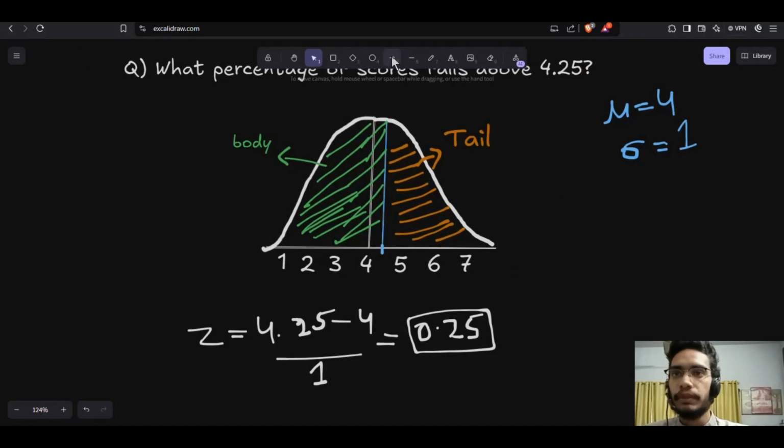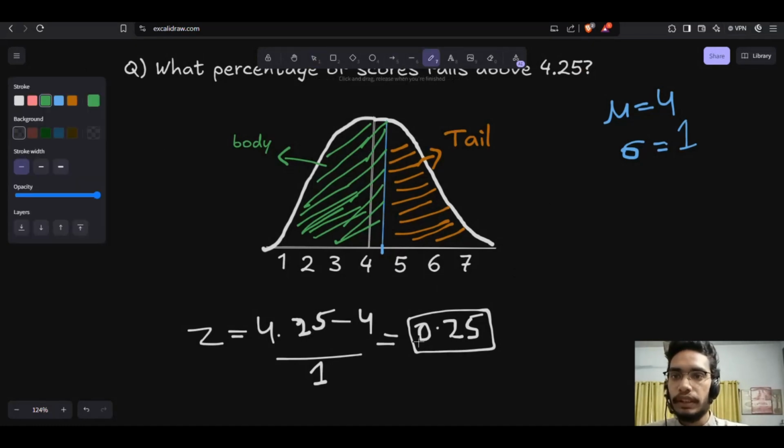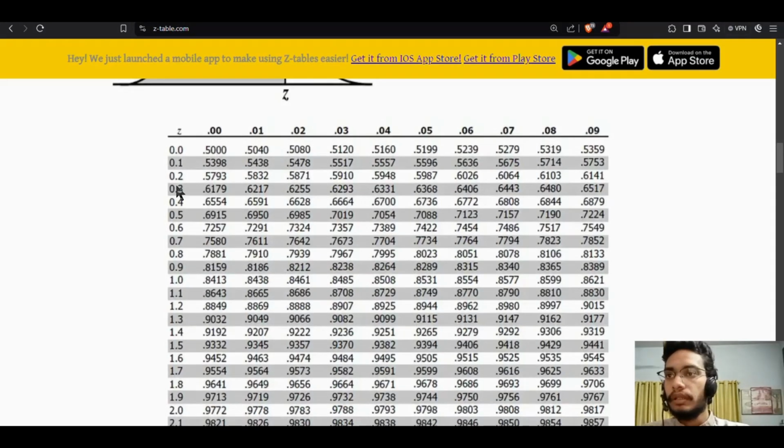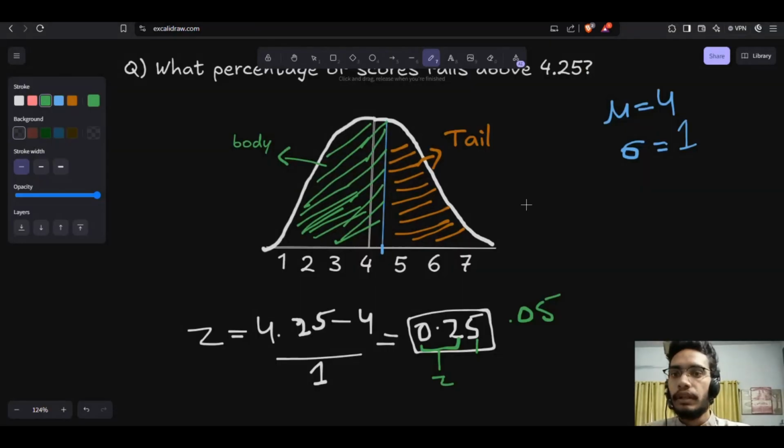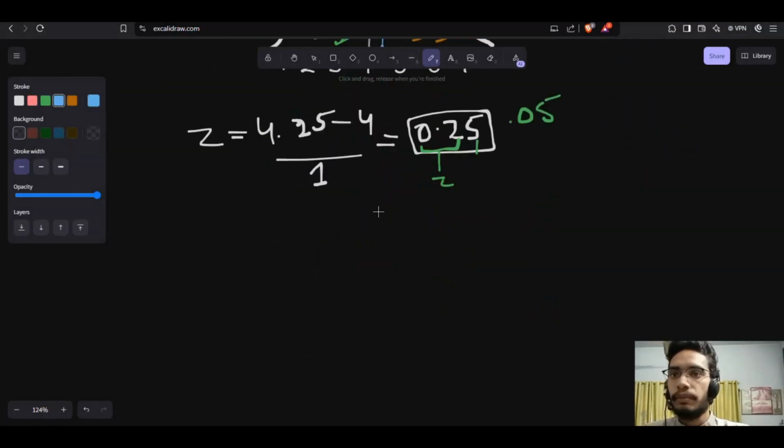Let me just break it down for you. You have to take 0.2 and check it on the Z column, and you have to take the 0.05 and check on that column, right? So 0.2 here and 0.05 in this. So you got this 0.5987, right? 0.5987. You got the final value 0.5987.